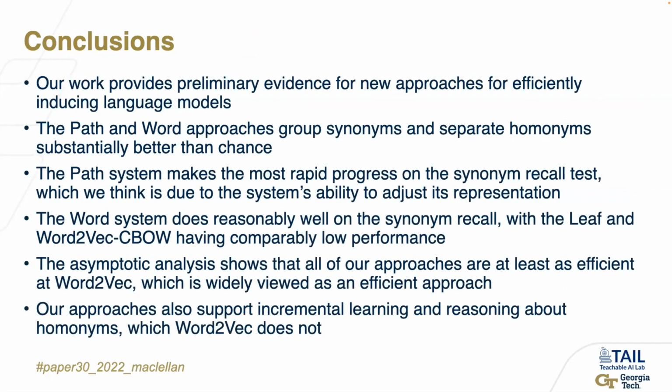So in conclusion, our work provides some preliminary evidence for a new approach for efficiently inducing language models. And the path and word approaches show some promise in terms of synonym and homonym grouping. They do substantially better than chance. The path system makes the most rapid progress on that synonym recall test, which we think is due to the system's ability to adjust its representation. It's using the intermediate representation of words, and it's taking into account the entire path information. The word system does reasonably well on the synonym recall test, and the leaf and word-to-vec systems have reasonably low performance, at least for the amount of training data that we're using here.